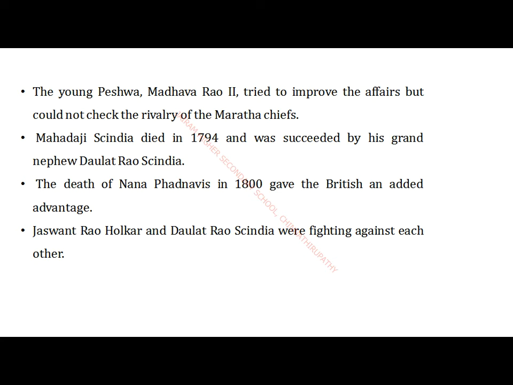The young Peshwa Madhav Rao too tried to improve the affairs, but he couldn't check the rivalry of the Maratha chiefs. He couldn't because he couldn't get any help from the Maratha chiefs. Mahadaji Scindia died during this period, while the Peshwa Madhav Rao was too young in age. So he was not able to tolerate the rivalry of the Maratha chiefs, especially in the battles.